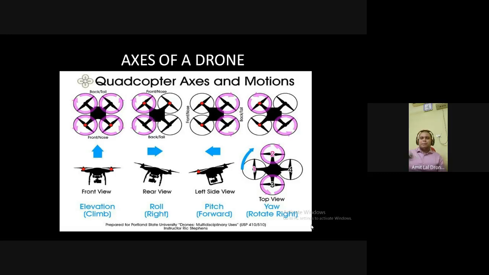So talking about the pitching motion. Pitching motion means the nose goes up or down, and that causes the motion. This is the pitching motion, positive and negative. What the pitching motion says is the two rotors at the back speed up and the two rotors at the front slow down. So that causes the drone to tilt like this, and the force that was directed straight down is now an angular force. The angular force has a horizontal component and a vertical component. The vertical component keeps it stable at the height. The horizontal component gives it a motion to move forward.